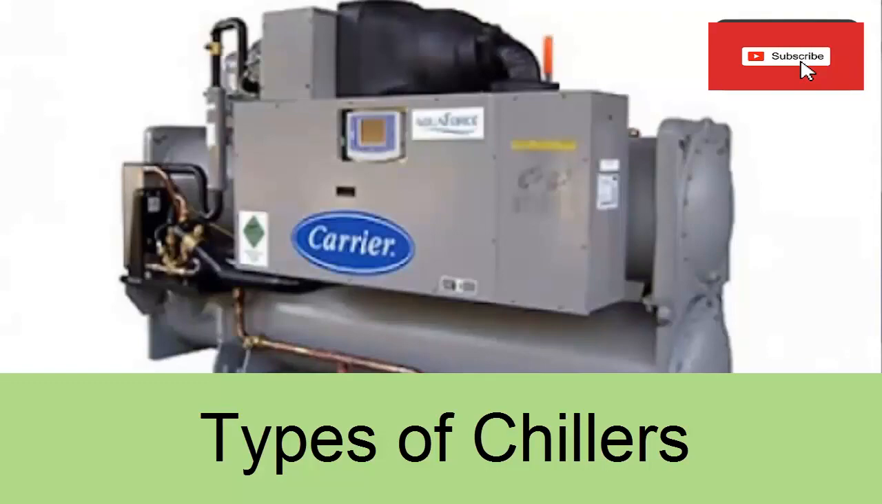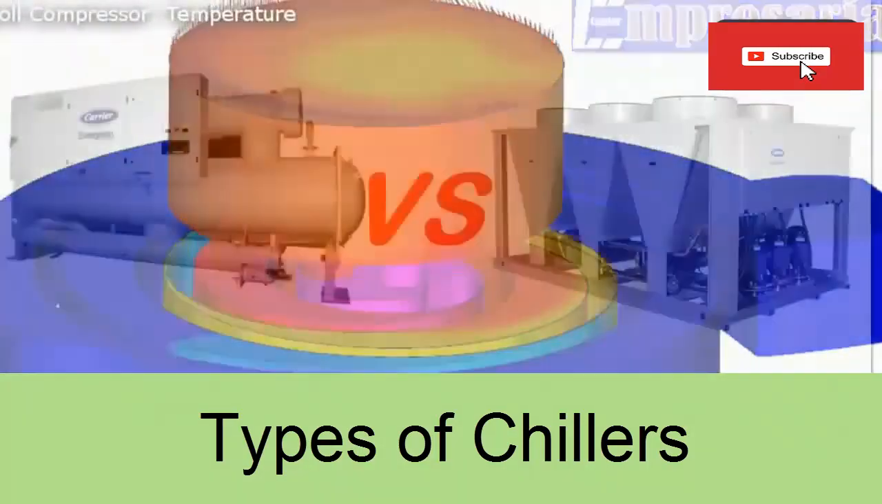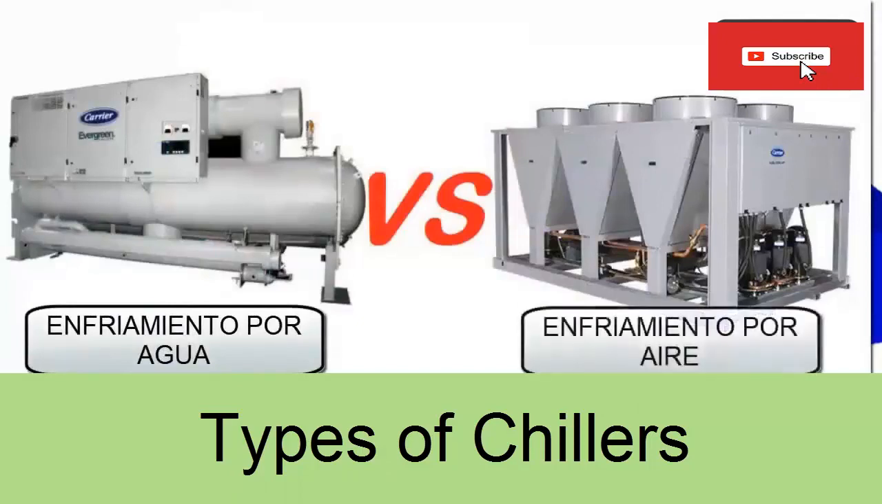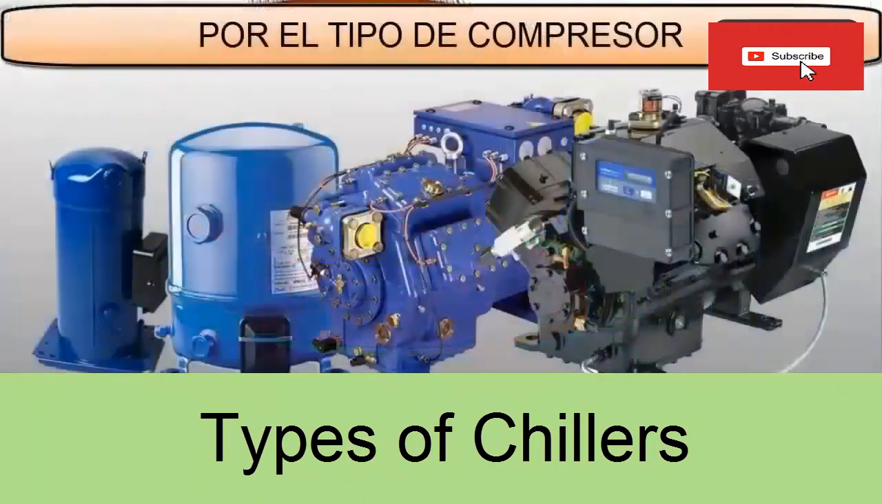Let's start by saying that the most common classification, but not the only one, is the one that takes into account the cooling of the chiller condenser. Here we have the chiller water-cooled or air-cooled. It is also common to classify them by the type of compressor the machine uses.